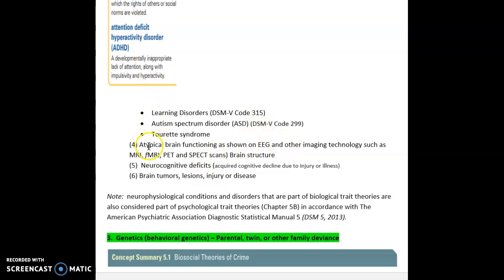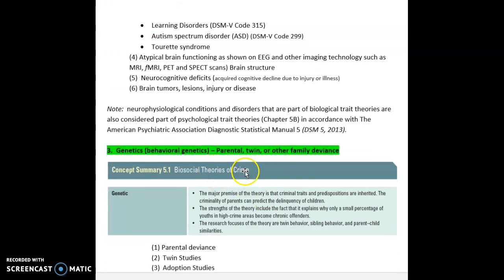Okay, let's see. EEGs and other technology actually show the brain structure. Your textbook has some pictures that show you a, quote, typical or normal brain versus an atypical. Neurocognitive deficits can result from injury or illness, someone who suffers a stroke, brain tumors, lesions, cancer, injuries or disease can all impact on brain functioning. The third group or branch within biosocial or biological trait theories is genetics.